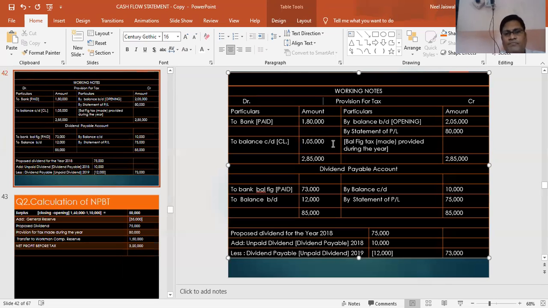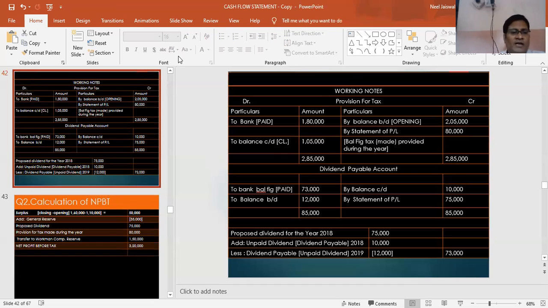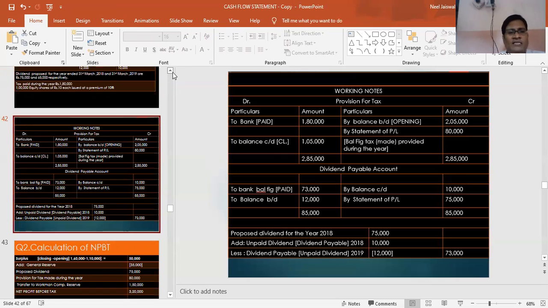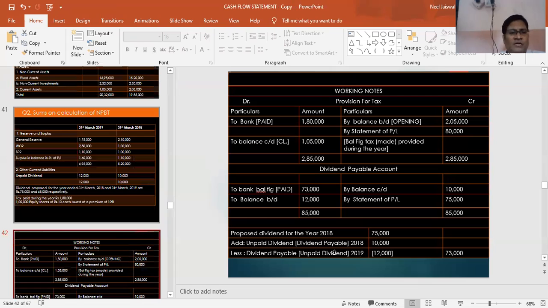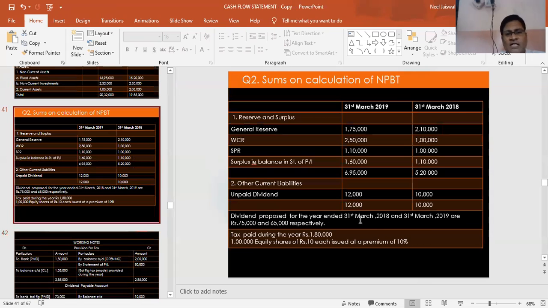So these are the two sides. Now, before I proceed, I will be saying dividend payable account is also there. So dividend payable account, the balances are given in the sum. See in the adjustment, dividend proposed for the year or payable during the year 18 and 19. That is 18 is the opening balance and 19 is the closing balance.